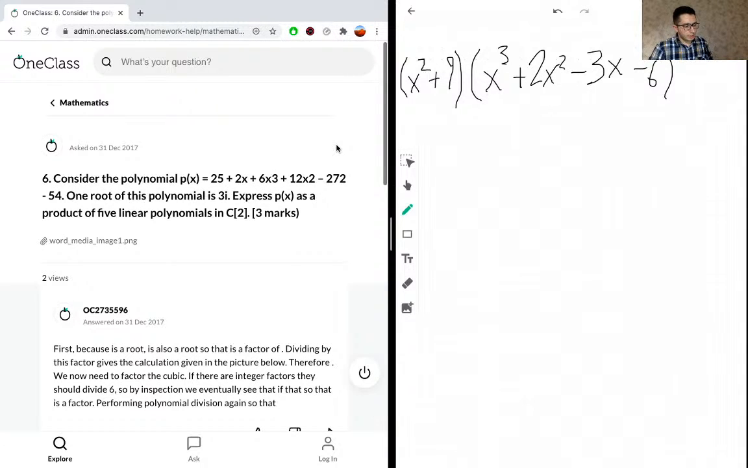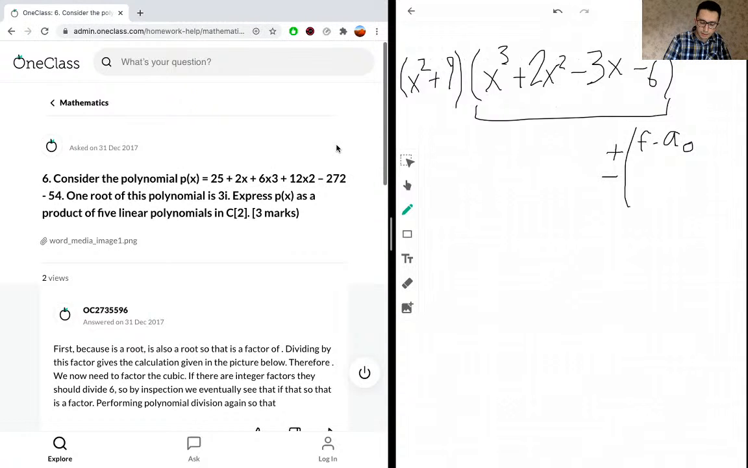So the next step we want to do is think about this part of the function and see what kind of factors we can, or what are the roots of this function. In order to find the roots of this function, we can do the rational roots test. So the rational roots test is essentially as follows. So we look for plus or minus factors of a naught, I'll just write f for factors, and then divided by factors of an.